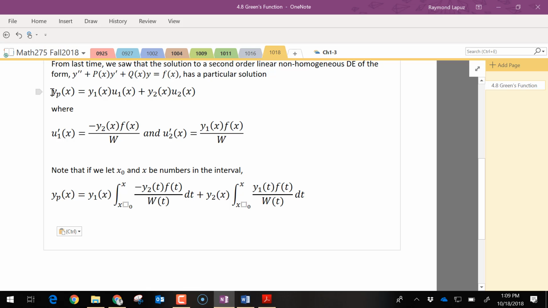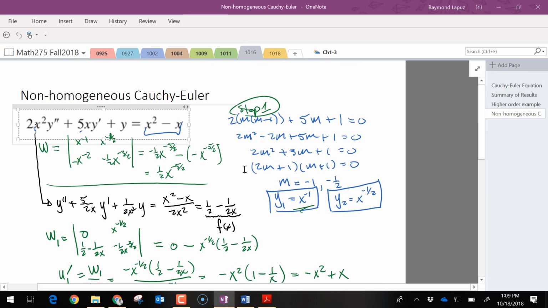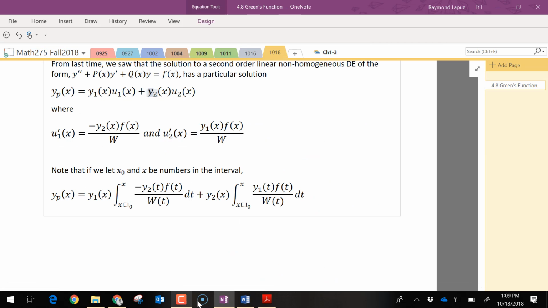To try to solve for this, we're going to take a look at the particular solution. And remember, the particular solution was u1 y1 plus u2 y2. If we take a look at where the u1 prime and the u2 prime came from, let's go back to the previous page. It looks like a mess. I think it might be easier to take a look at the notes that I typed up.